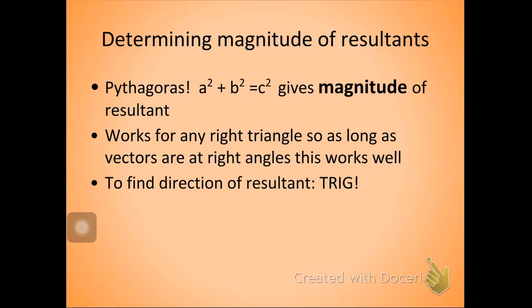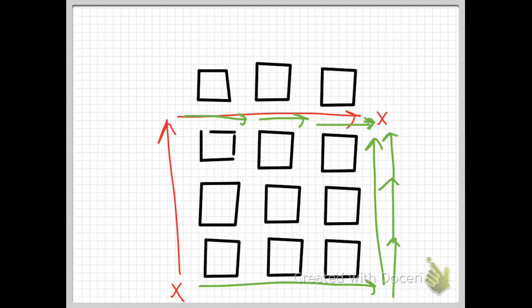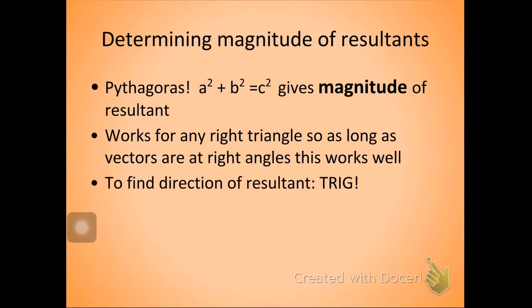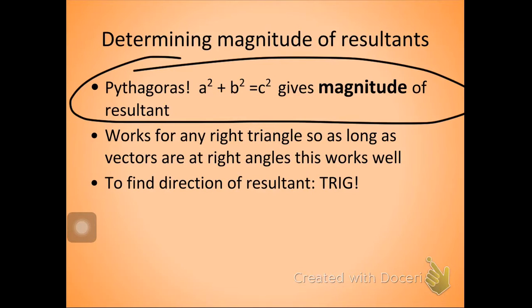Okay, so when we are doing perpendicular vectors, this is that city block problem. If you're going directly along the cardinal points of the axis, it's really easy to use the Pythagorean Theorem. It is your friend. So we'll do one with that because Pythagoras is useful for getting the magnitude of the resultant. We'll do that first, and then we'll talk about how to get angles.